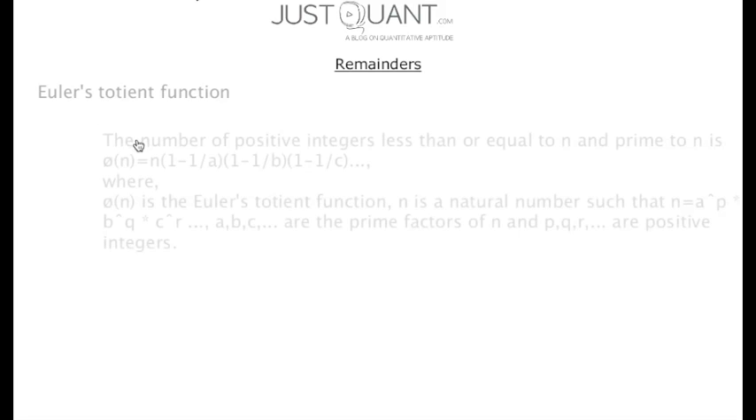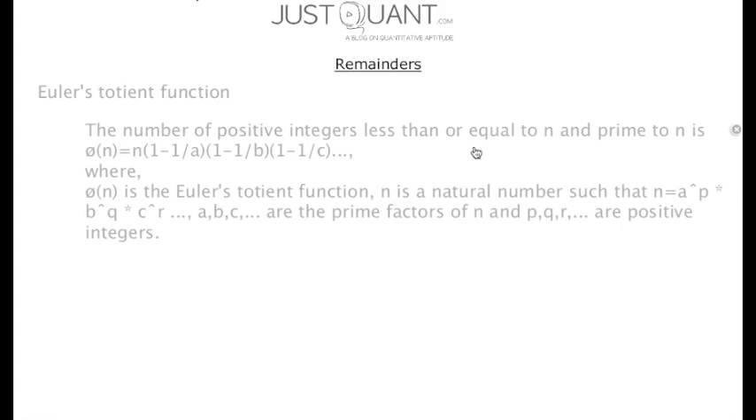Let's now try to understand Euler's theorem. But before we look into Euler's theorem, we need to understand Euler's totient function. Euler's totient function gives us the number of positive integers that are less than or equal to n and prime to n by the formula phi of n equals n into 1 minus 1 by a into 1 minus 1 by b into 1 minus 1 by c, where phi of n is Euler's totient function.